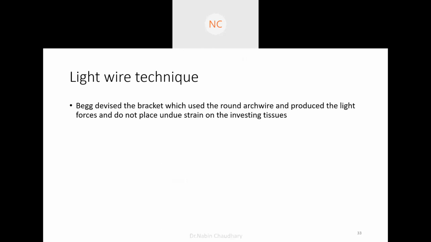Now, another philosophy that Dr. Begg gave is the right wire technique. In the right wire technique, Begg devised the Begg bracket, which is also called the modified ribbon arch bracket. He used a round arch wire, and this round arch wire produced the right forces, and because of these right forces, it does not produce undue strain in the investing tissues of the tooth.